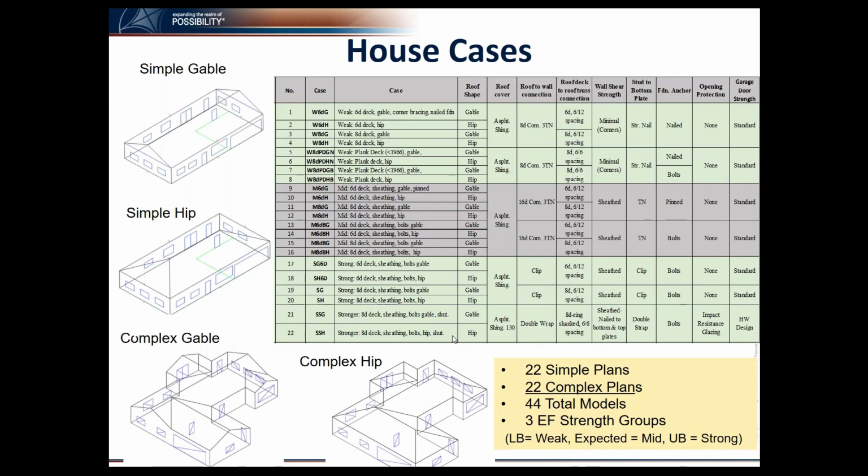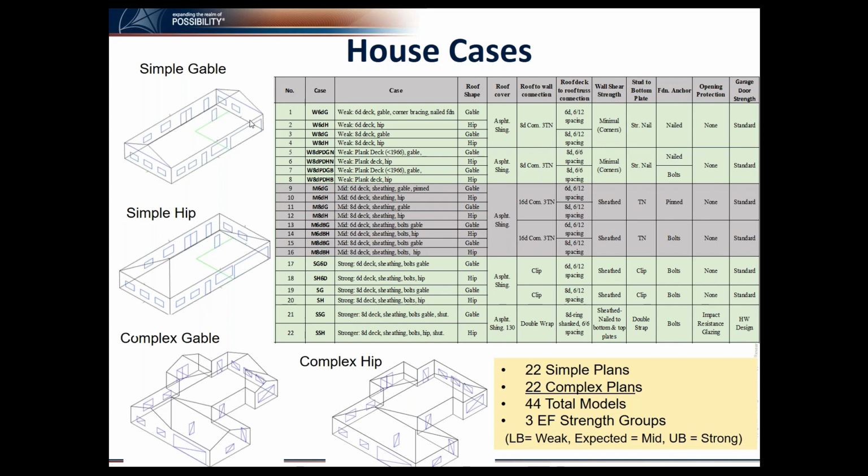We used 44 house cases to develop the EF scale wind speed distribution, and there are simple gable, simple hip, complex gable, complex hip, and in these house cases, we vary the roof cover strength, roof to wall connection strength, roof deck to roof truss connection, wall shear strength, whether it's minimally sheathed or fully sheathed, and top to bottom plate connection, whether it has a foundation anchor or not, whether there is an opening protection, and what is the garage door strength.